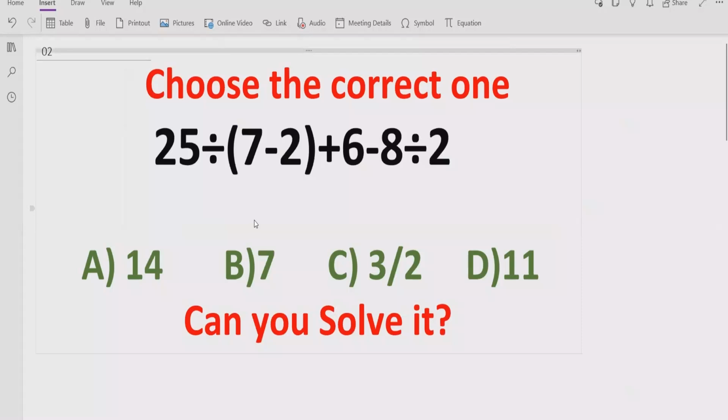Today we will solve another quiz which is related to arithmetic expression. It is a very simple quiz and we have basic operations here: division, plus, minus and multiplication. We have to see which answer is correct after solving it, and we have four answers: A is 14, B is 7, C is 3 by 2 and D is 11. After solving it, we can see which answer is correct.